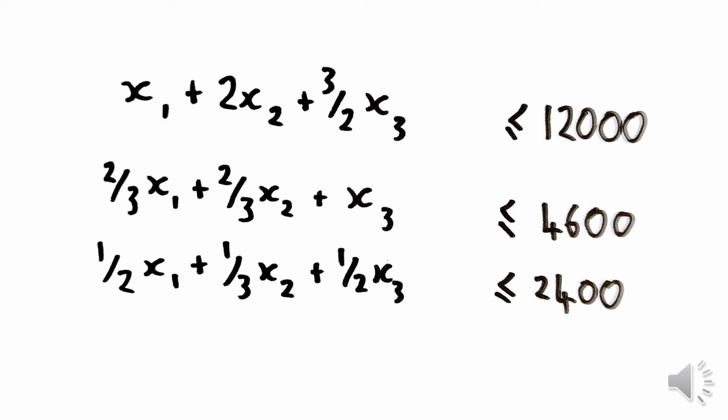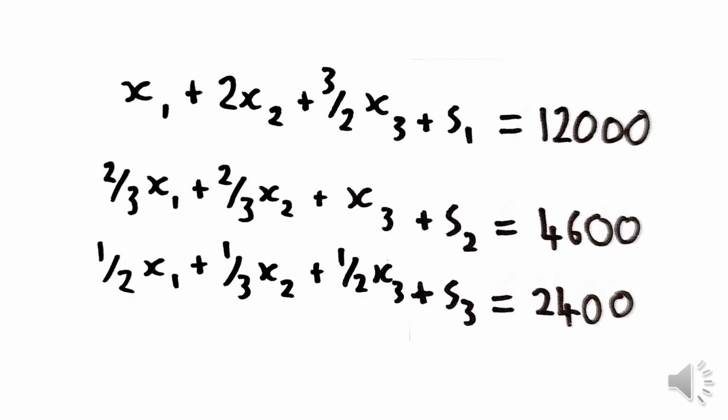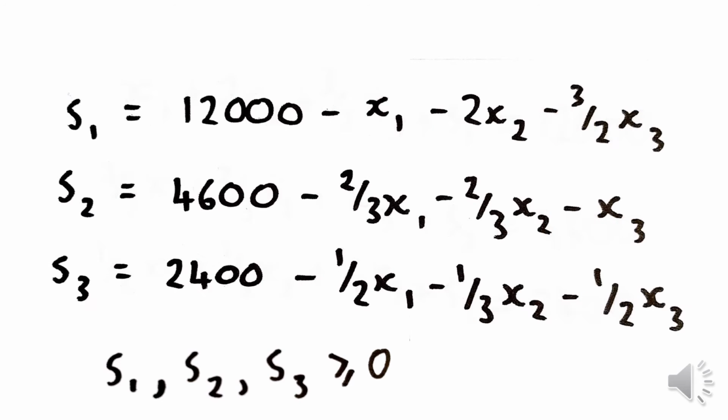Let's take a closer look at the constraints. To solve the linear program, we need to convert them from inequalities to equalities. We can do this by adding what are known as slack variables, S1, S2 and S3. Note that S1, S2 and S3 must be at least 0. We can then rearrange the inequalities so that the slack variables are on the left by themselves. In this form, we call the variables on the left, at the moment S1, S2 and S3, basic variables, and the variables on the right, at the moment x1, x2 and x3, non-basic variables.